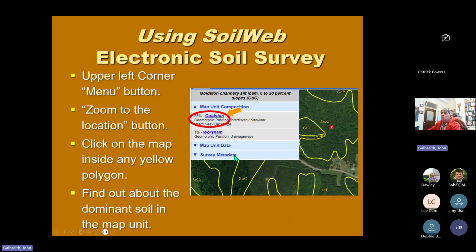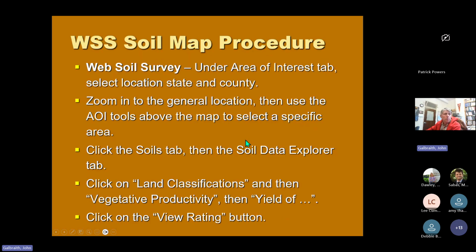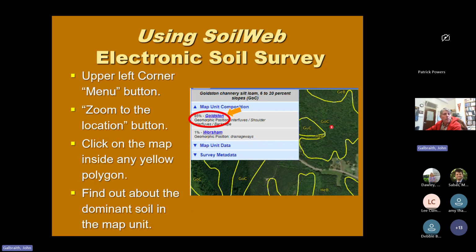For SoilWeb, it comes up and you simply click with your finger or a mouse inside one of these map unit polygons, and it tells you what soils are in there, and everything is linked. So the name of the soil is linked. You click on that and it brings up the official description. It even brings up a small sketch of what the soil looks like in real color.